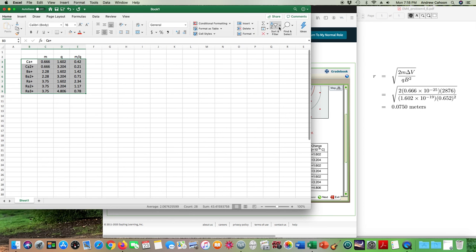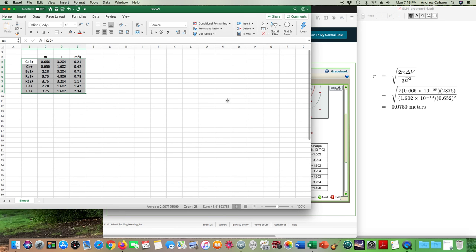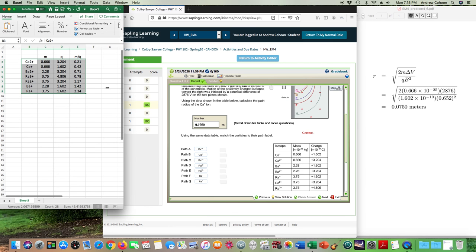Let's sort it. Custom sort. And we'll go from smallest to largest. Okay, put that back. All right, so now in the spreadsheet table, it's ordered them from the smallest mass to charge ratio to the largest. And that, according to the formula, means the smallest radius to the largest. So then I can put the particles with their appropriate path.